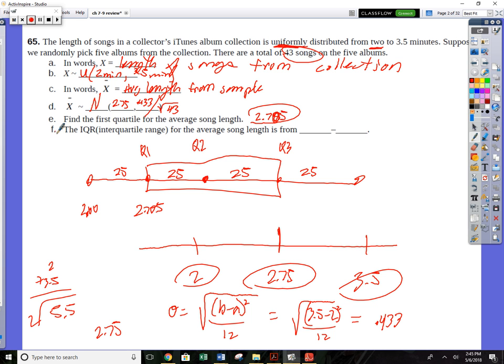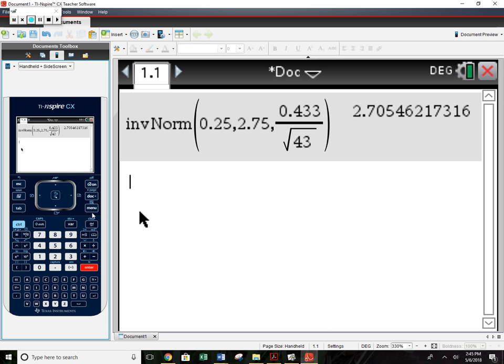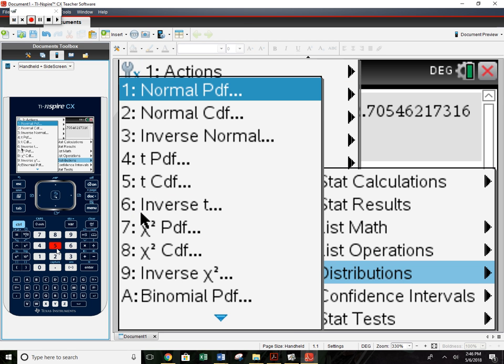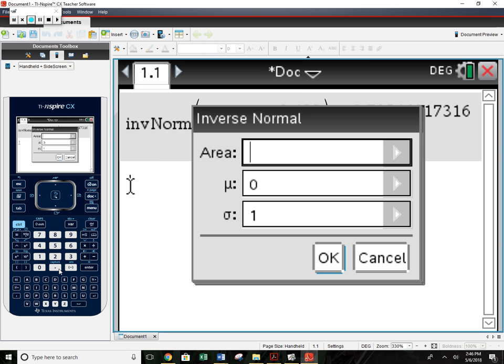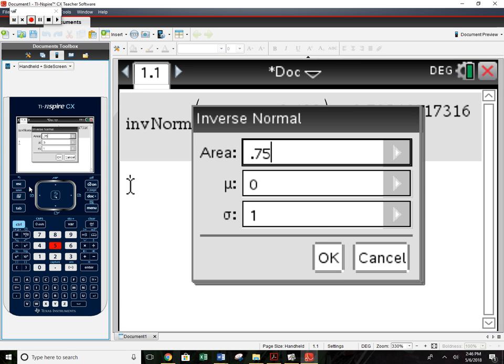Okay, let's keep going. Let's look at the IQR. The IQR is the difference in this box. It's the difference from quartile 3 subtract quartile 1. So we need to know quartile 3, and this will give us a feel if we're right. So let's go menu 6, 5. Let's do the inverse normal. Now we want an area of 75%, and the mean we're going to use 2.75. Standard deviation we're going to use 0.433 divided by square root of 43.